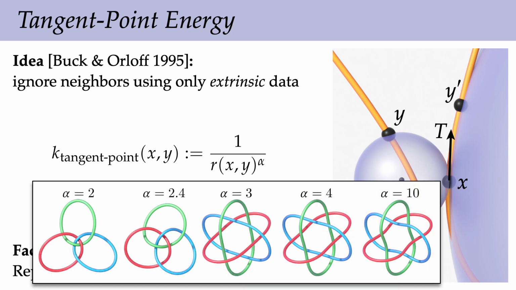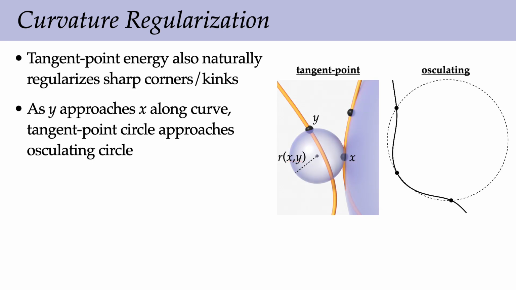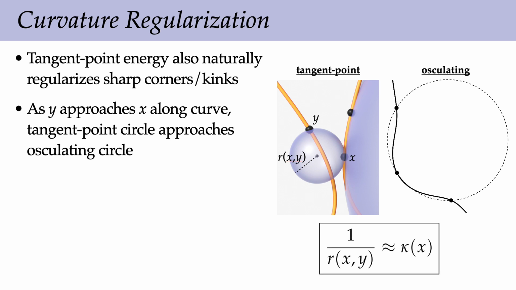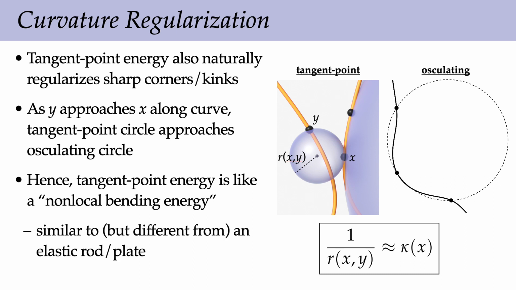The parameter alpha, by the way, just gives some control over how local the effect of repulsion is. So as we increase alpha, we care less and less about avoiding things that are very far away. What's also nice is that the tangent point energy automatically provides some regularization of sharp corners and kinks, because as y approaches x, the tangent point radius approaches the osculating radius, which means 1 over the radius approaches the usual curvature at x. So tangent point energy also behaves like a sort of a non-local bending energy, similar to but different from an elastic rod or elastic plate.